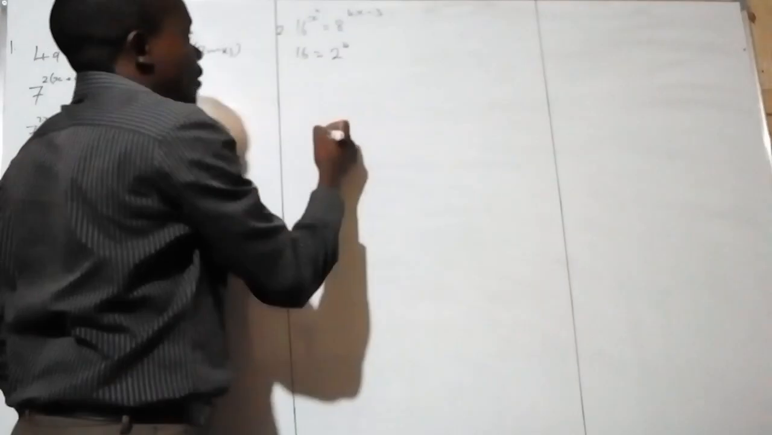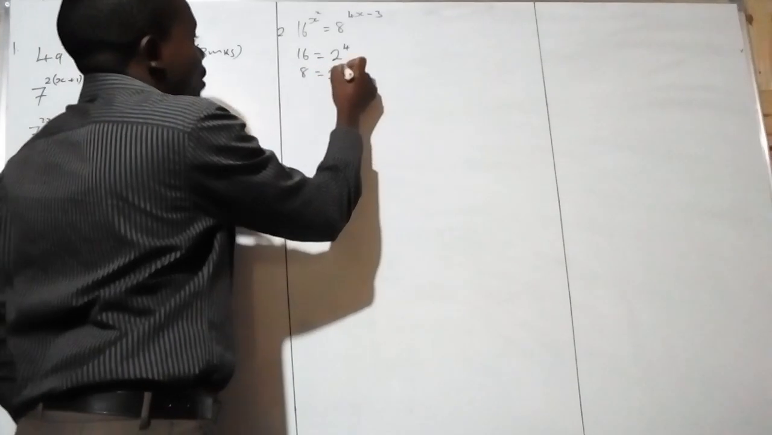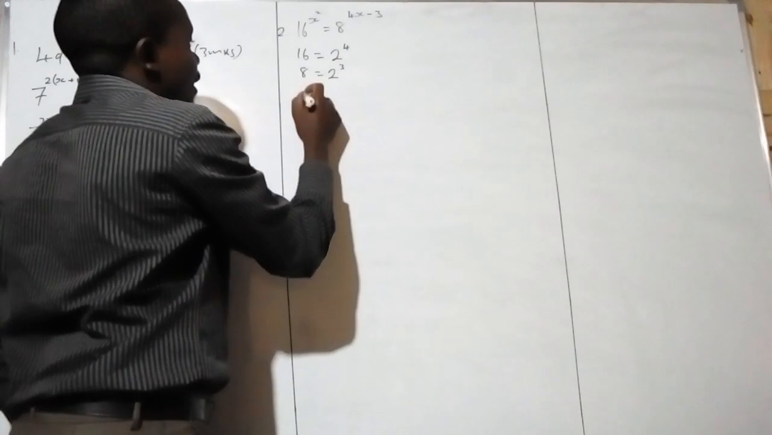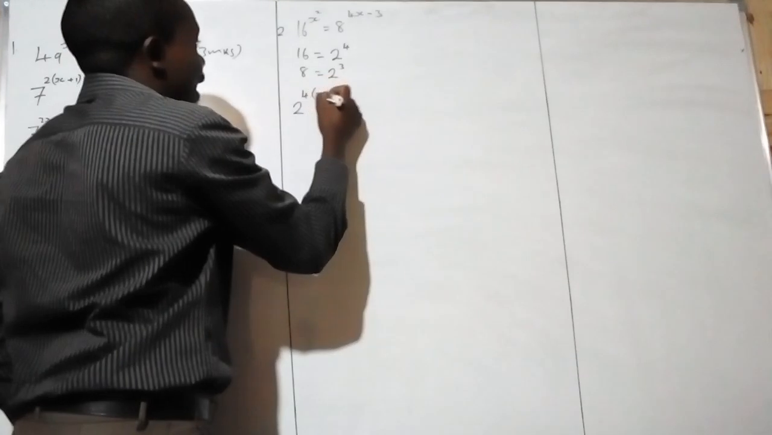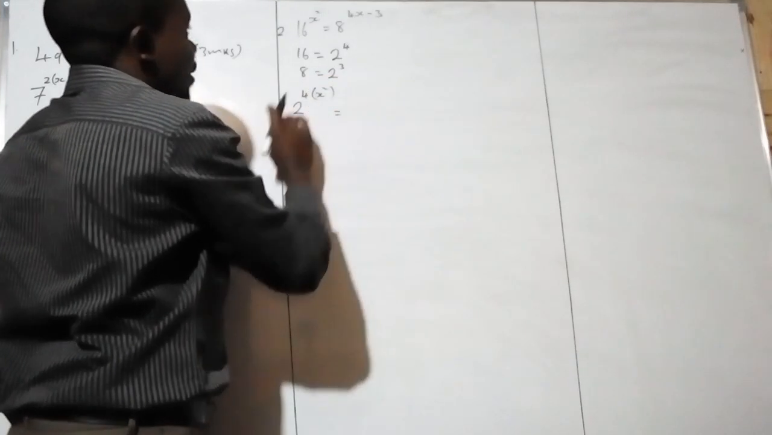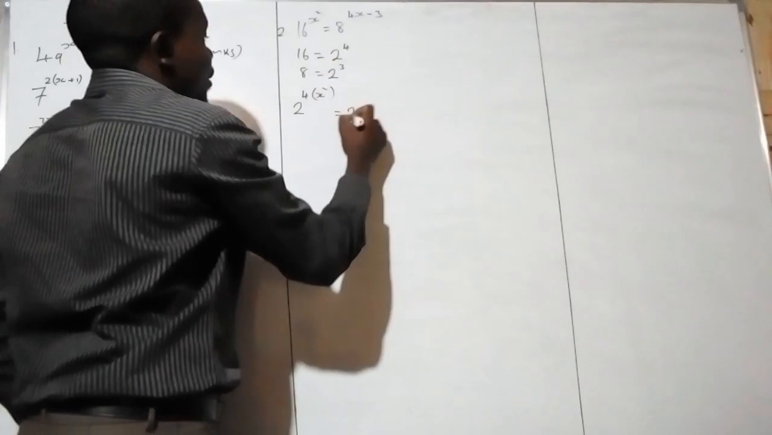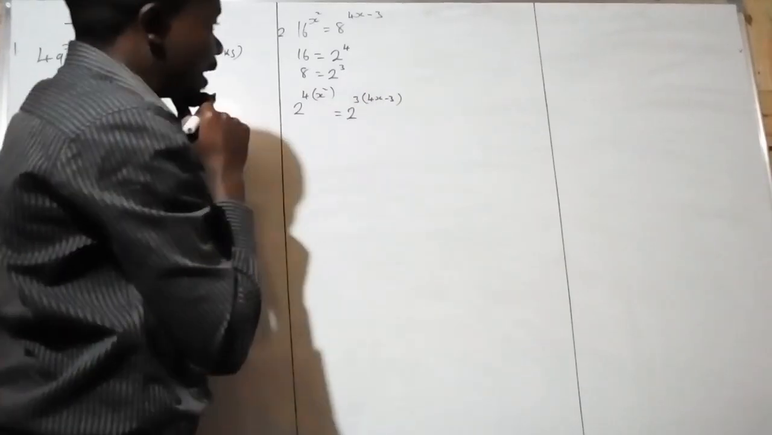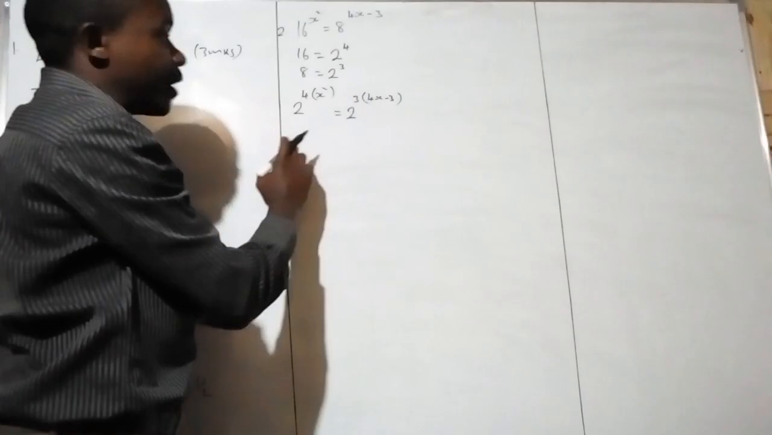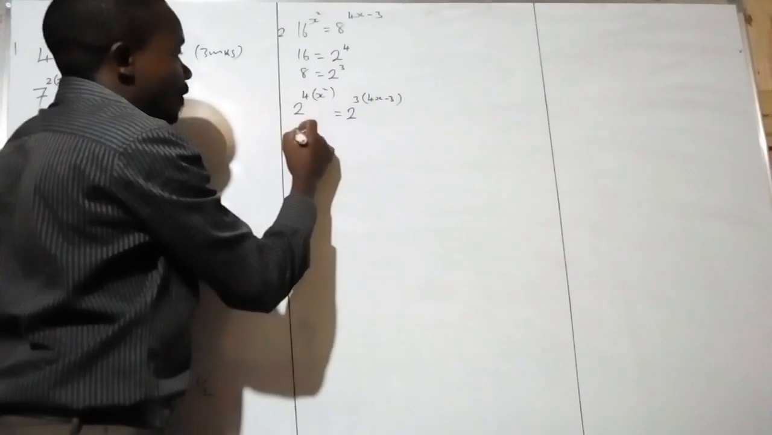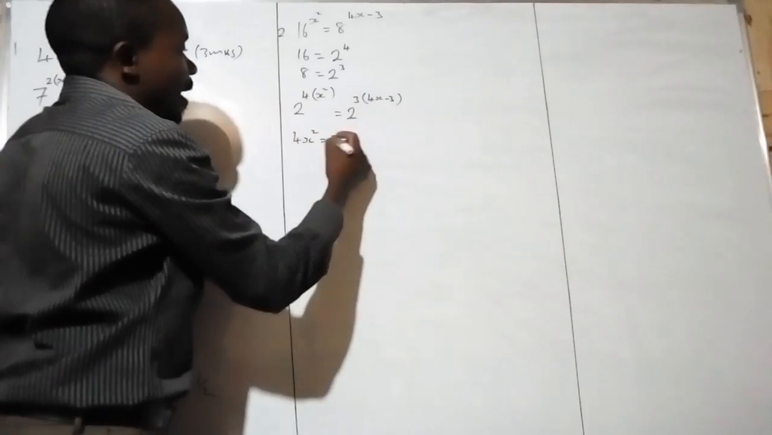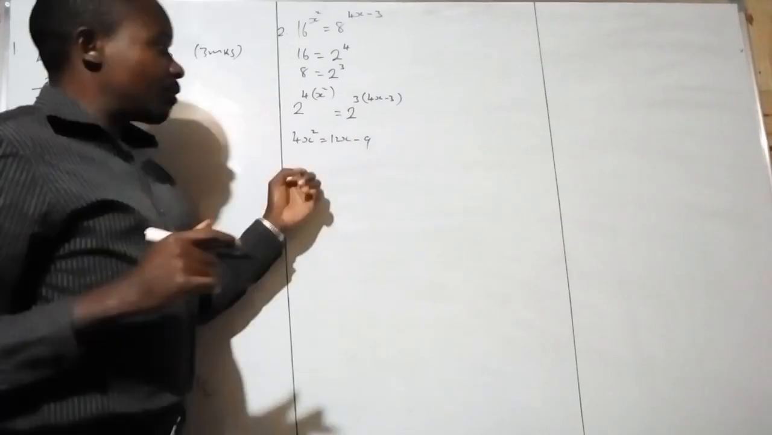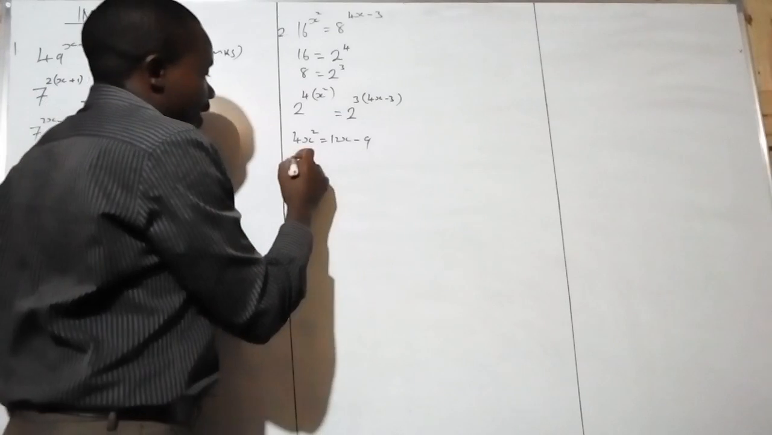Then you have 16, you replace with the 2 raised power 4 to have 2 raised power 4. Then you open the bracket, x squared, close the bracket, is equals to, for 8, it's 2 cubed, open the bracket, 4x minus 3. That being the case, you can drop the bases according to the row of indices. Drop the base, you work out the powers to have 4x squared is equals to, open the bracket, 12x minus 9. Here you are going to form a quadratic equation. In this form, ax squared plus bx plus c is equals to 0.